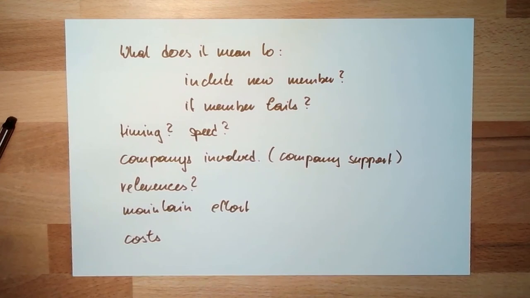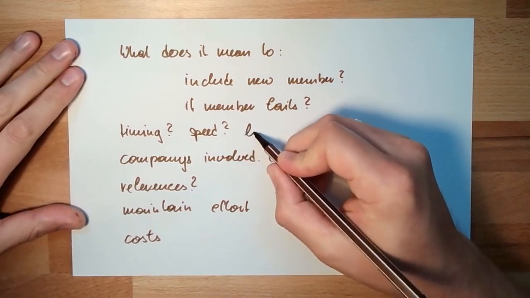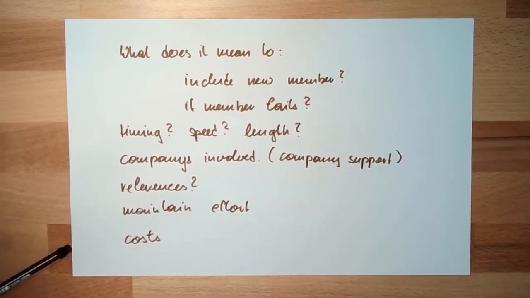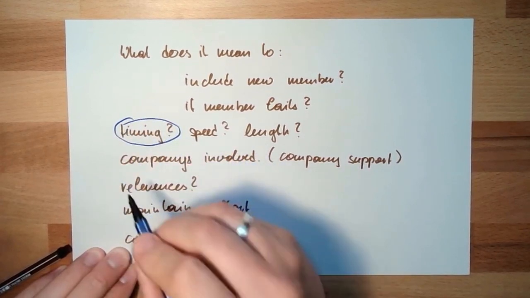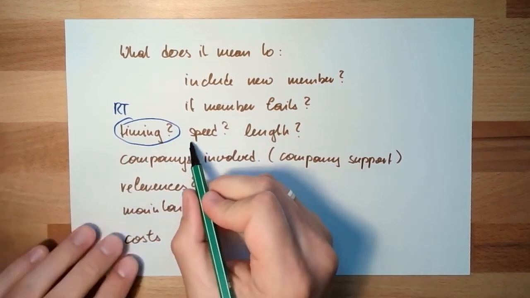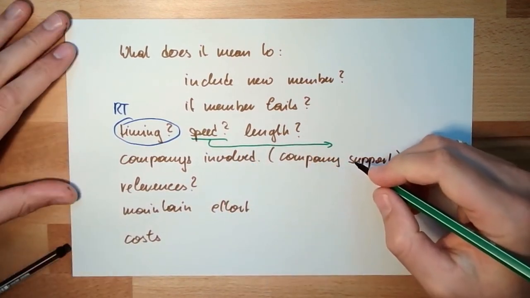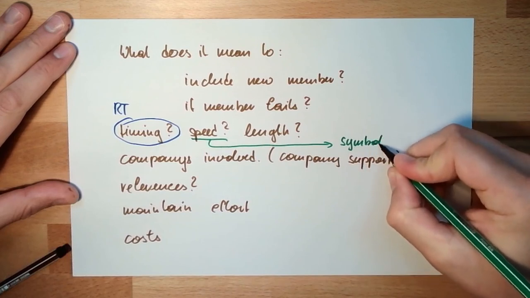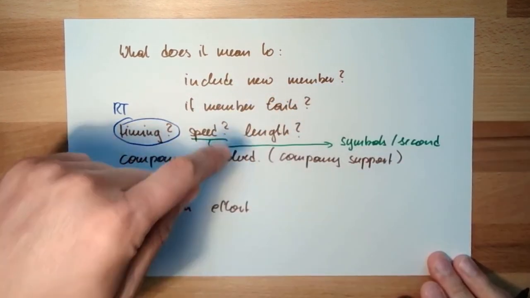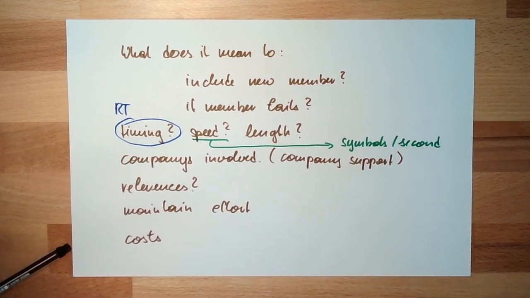There are some things which are commonly used. I wrote here timing and speed and so on. So timing, speed, and also length. What does it mean? Timing is real time or not real time. Real time possible. Speed is usually given in symbols per second. The more symbols per second can be transferred, the higher is the speed of the bus.